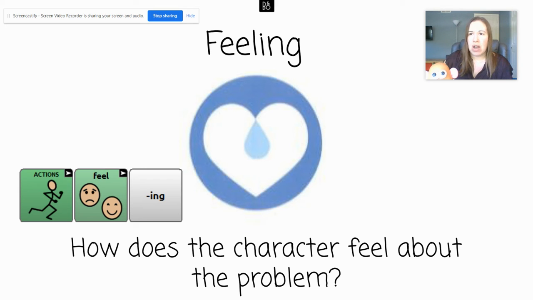So the next thing we would talk about is, how does he feel? Let's think about that, friends. If you lost your hat, you might feel sad. Can you see his face? He's got a frown now. Our character is feeling sad.